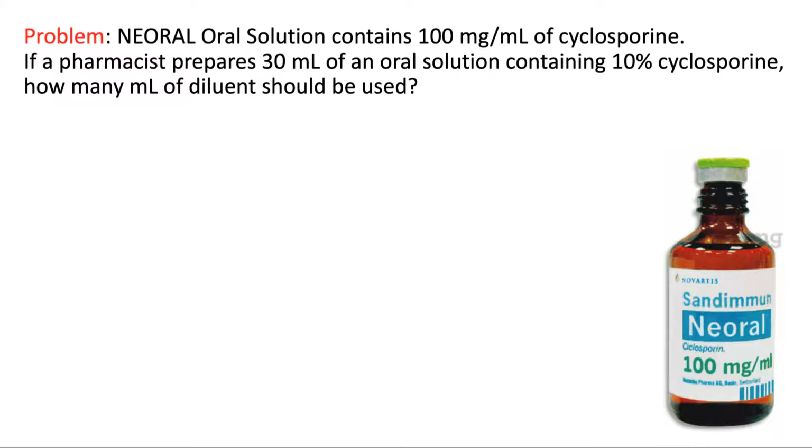What does the pharmacist want to do? They want to prepare 30 milliliters of an oral solution that contains only 10% cyclosporine. So the question is, how many milliliters would you need to dilute this concentration to be able to make that? Well, if we know we want it to be 10%, and we've got 100 milligrams per mil, let's get the same units here. So let's start off by converting the concentration of our existing solution to a percent so that we can then decide what we need to do.